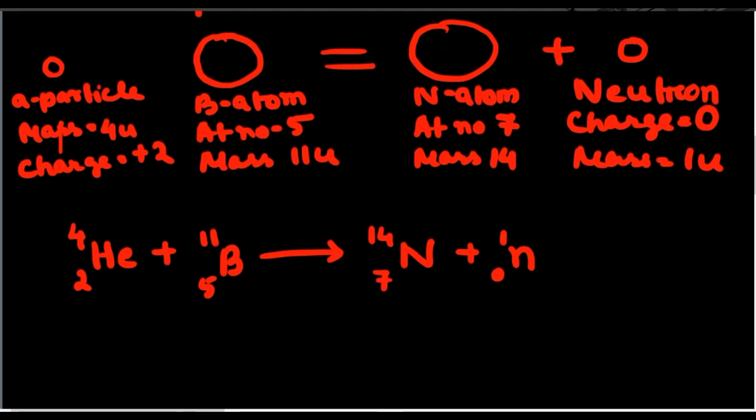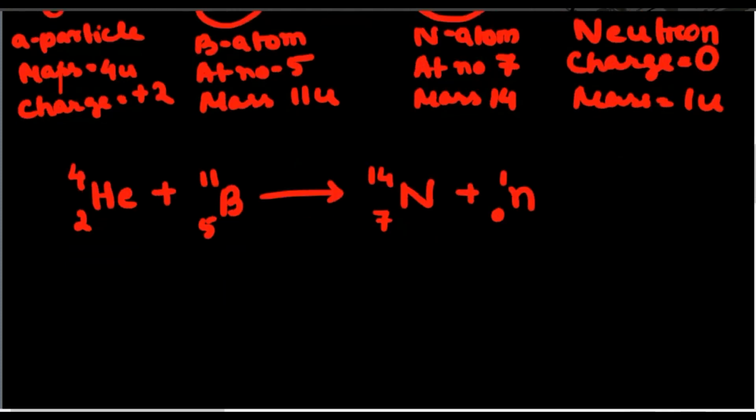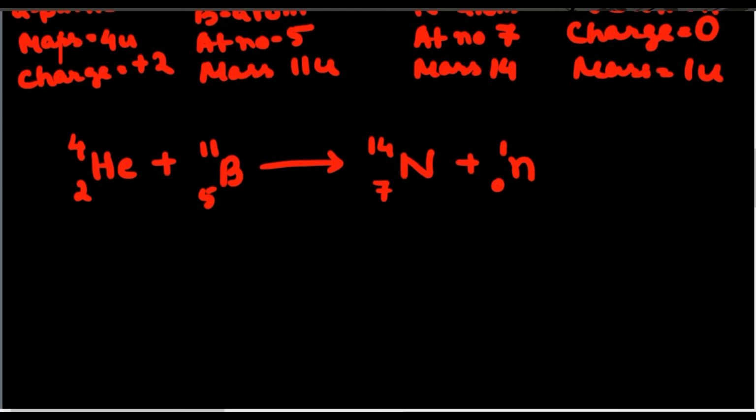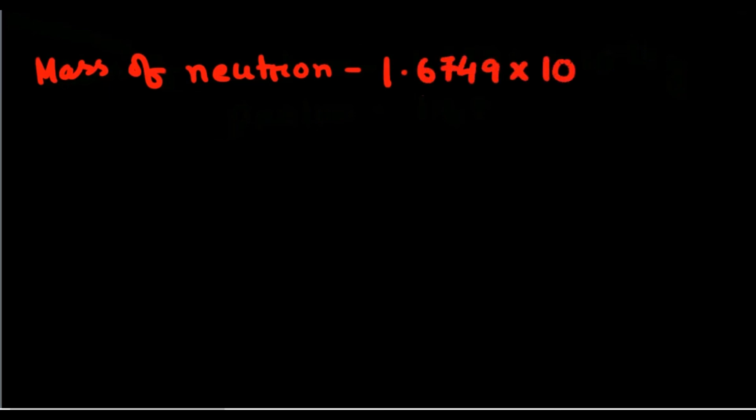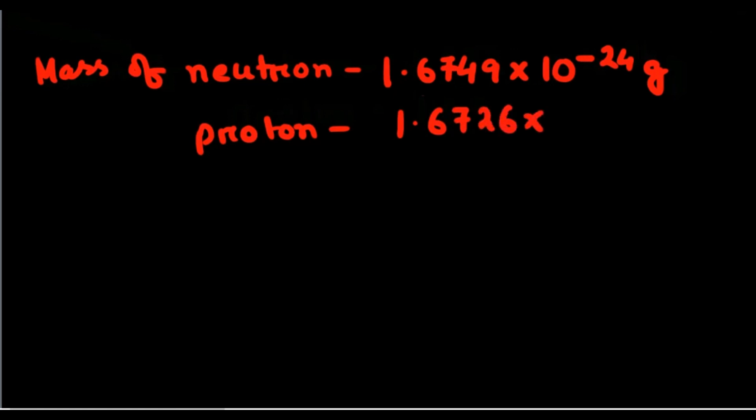So it was found that the neutrons do not have any charge and they are electrically neutral, and the mass of the neutron is slightly larger than that of proton. So the mass of neutron is 1.6749 into 10 to the power minus 24 gram, while that of proton is 1.6726 into 10 to the power minus 24 gram.